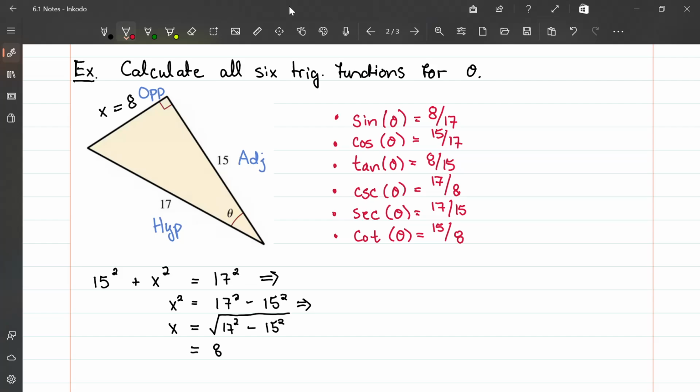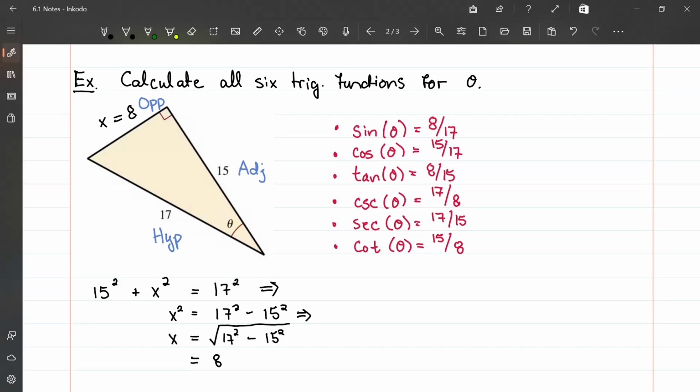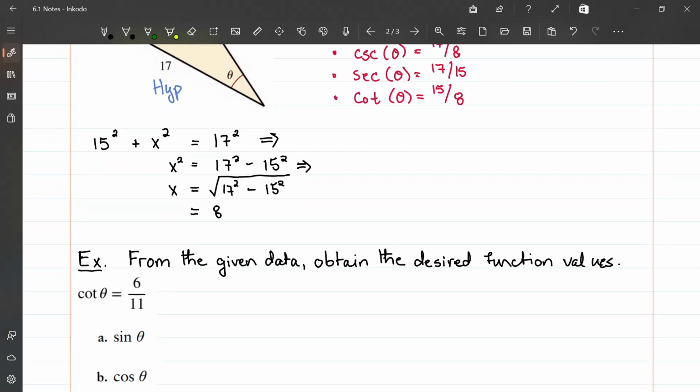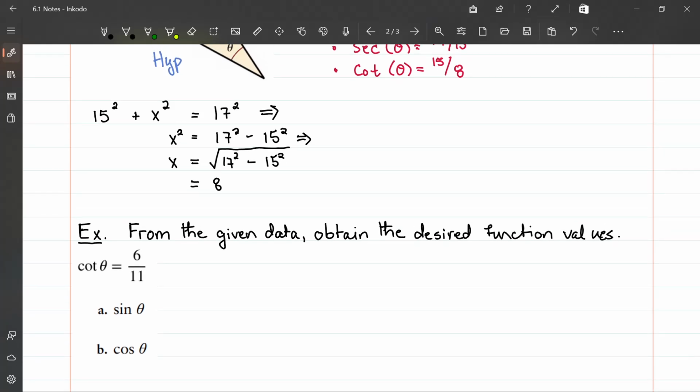So let's go ahead and introduce another problem, again a little bit more challenging. We'll leave out a little bit more information again. Making our way down the page. Here we go. We're going to be given some data, and we're going to use that to obtain a couple of trig function values. Specifically, knowing that cotangent of an angle theta gives us 6 over 11, we're going to find out what sine of theta and cosine of theta are.